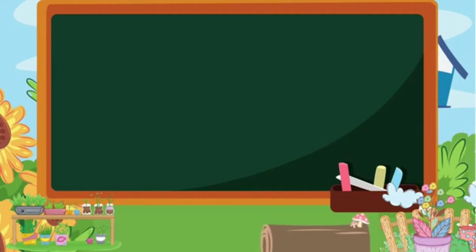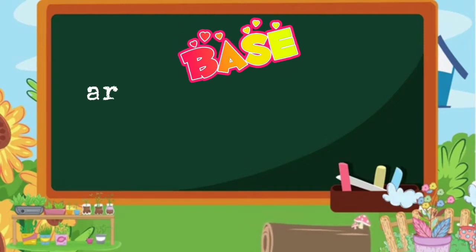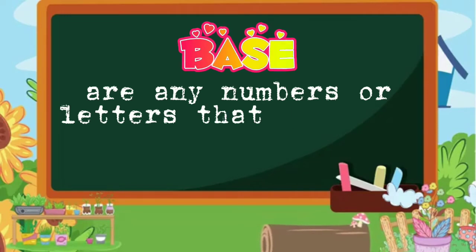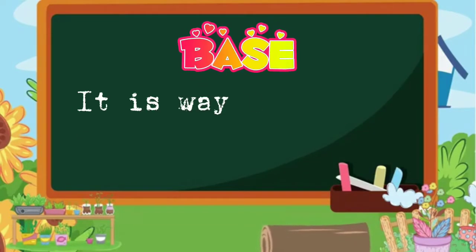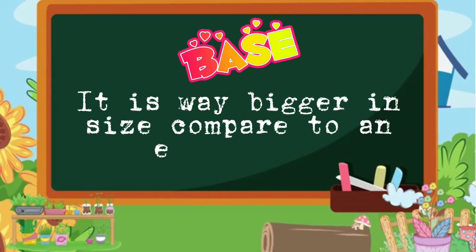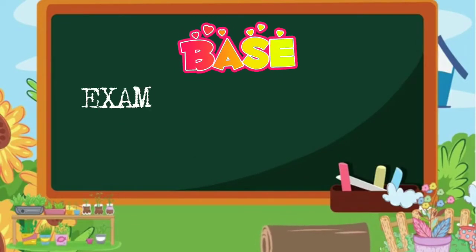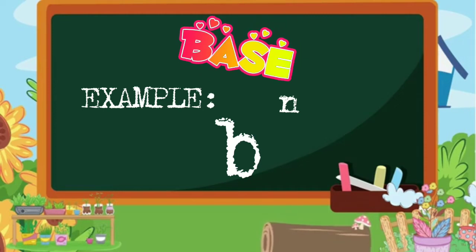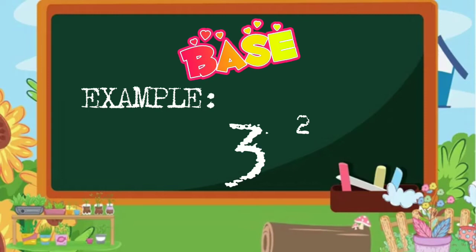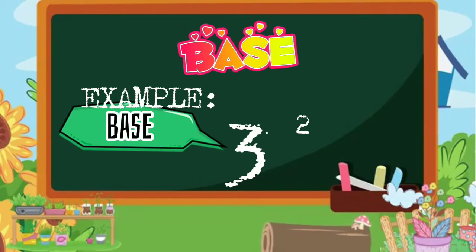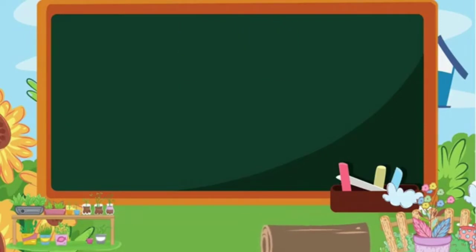Next, we have base. Base are any numbers or letters that is below the exponent in the left. It is way bigger in size compared to an exponent. Example, b to the n, where b here is the base. Another, 3 to the 2, where 3 here is also the base.